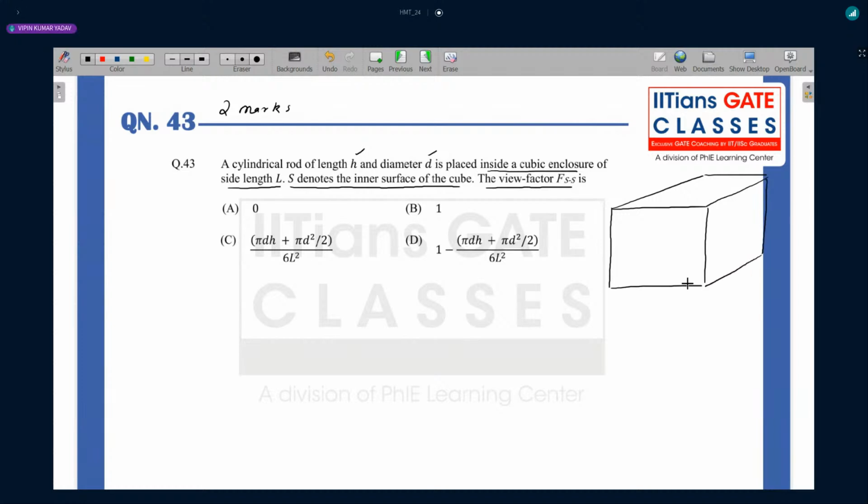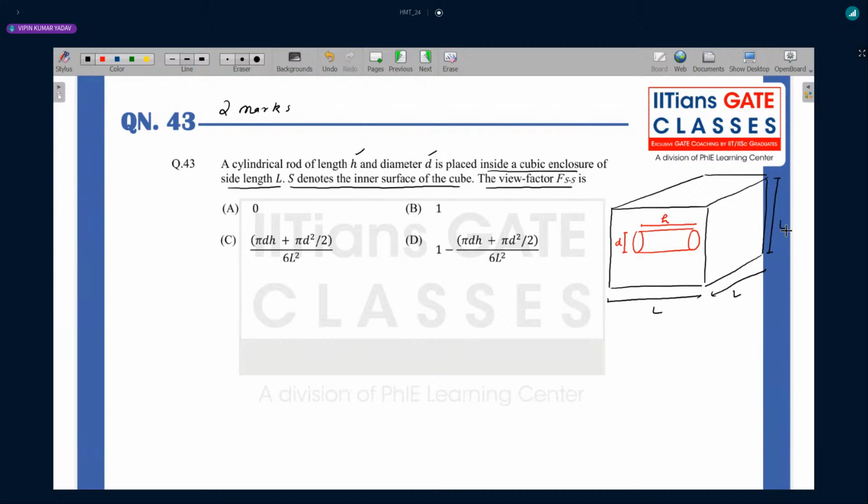Okay. And we have a cylinder inside it, with diameter D, and this is my length H. And what about the cube? It has length L. This is also L, this is also L, and this is also L.